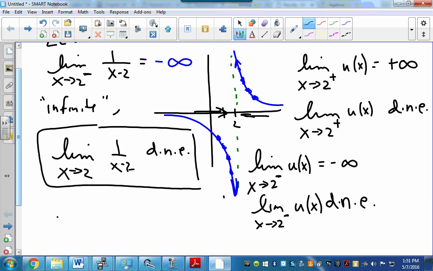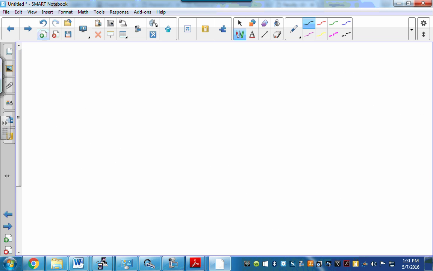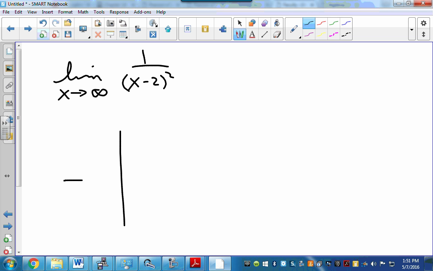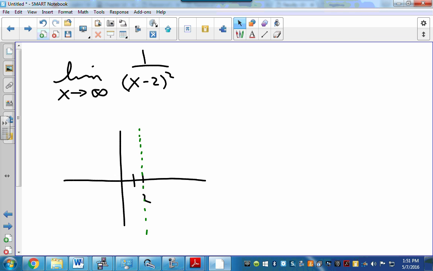Infinite limits, where you have vertical asymptotes. Okay, the second thing I want to talk about is what happens if we have this type of behavior. Limit as x goes to infinity of some function. And again, we might want to look at 1 over x minus 2 squared, the same function that we looked at originally. Here's 2. We had a vertical asymptote there. And remember, the graph looked like this.